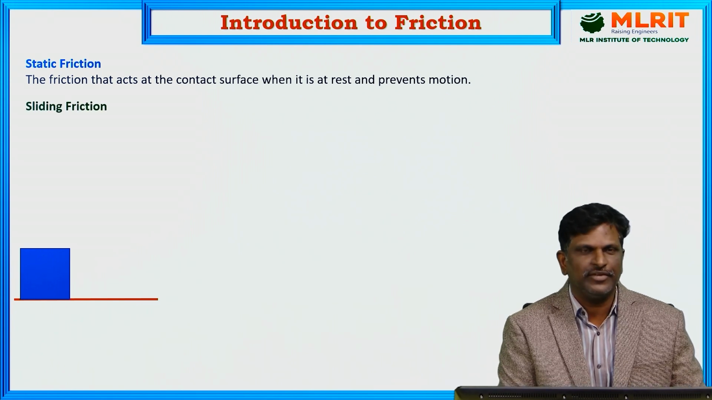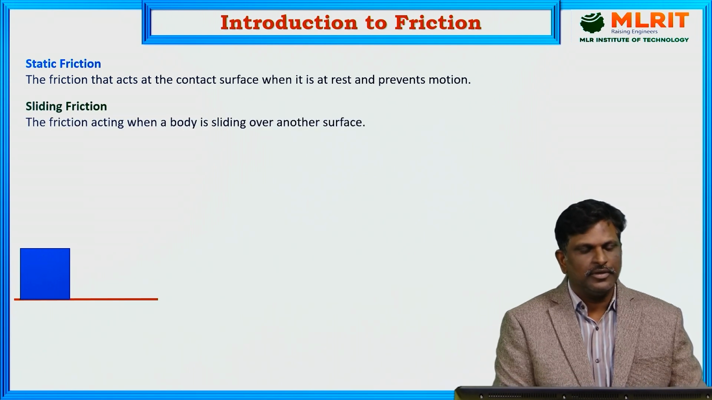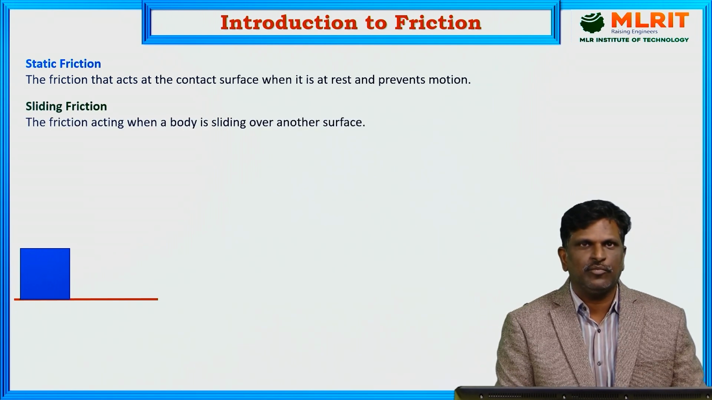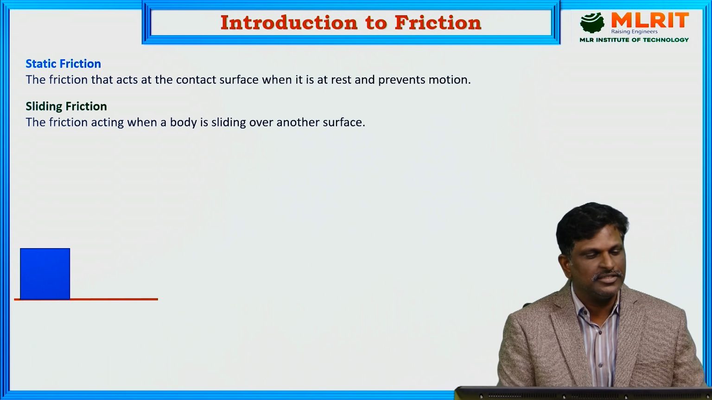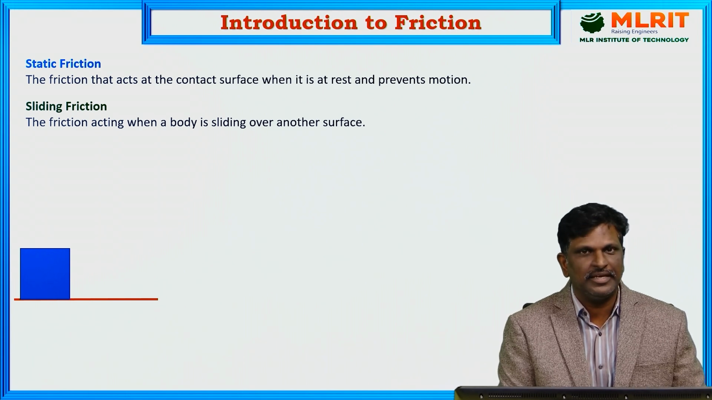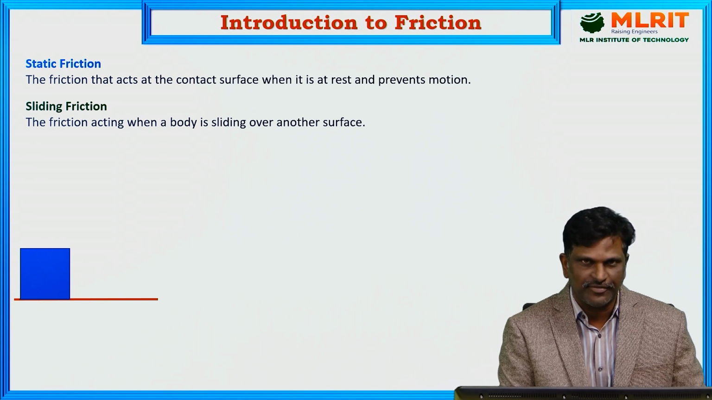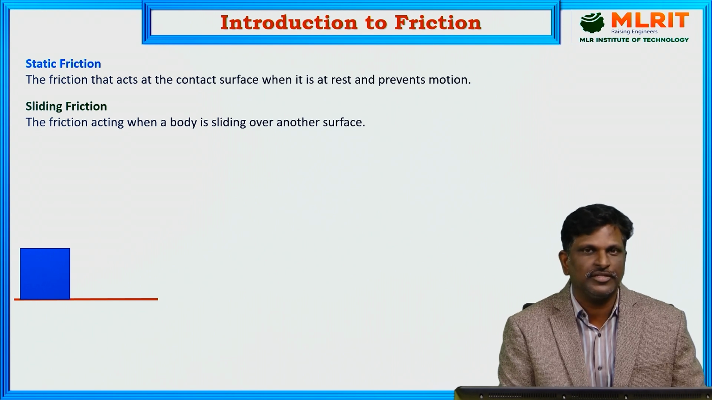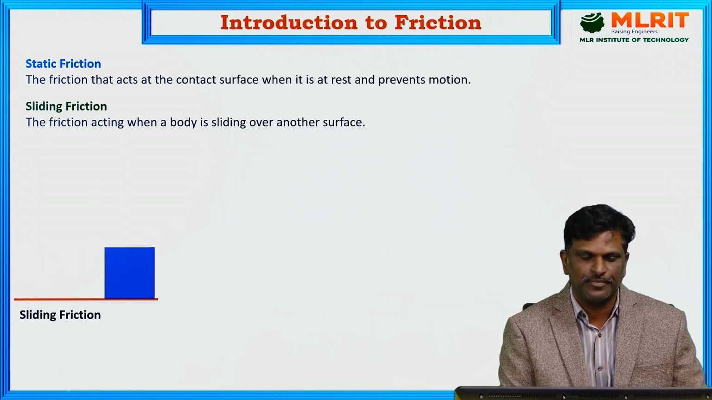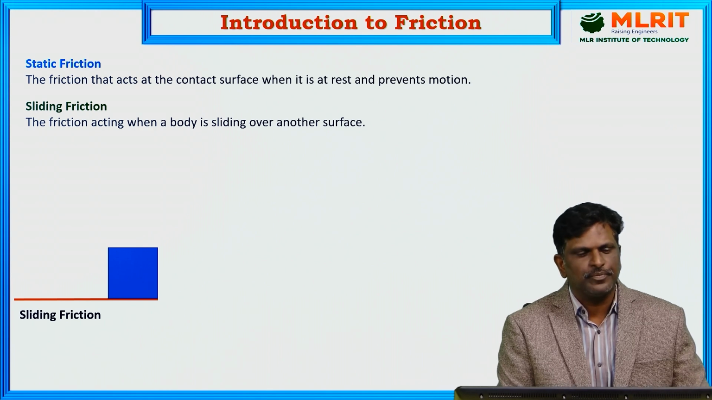Now, sliding friction. The friction acting when the body is sliding over another surface or another body is called sliding friction. It is the friction when the body is in motion. The sliding friction is a type of kinetic friction. When the bodies are sliding over another surface, the friction between the contact surfaces is called sliding friction. Now, rolling friction.